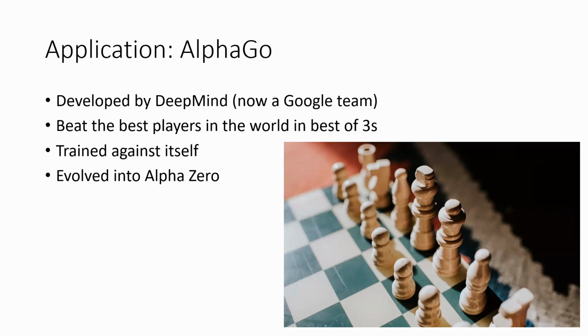And when they retired it, Google took it one step further and trained it to be able to play general games, like chess. It actually beat quite a few of the experts in chess in best of threes. The way this neural network worked is it trained on itself. It played against itself many, many times, and each time it got better at playing the game because, you know, you learn how to get better.